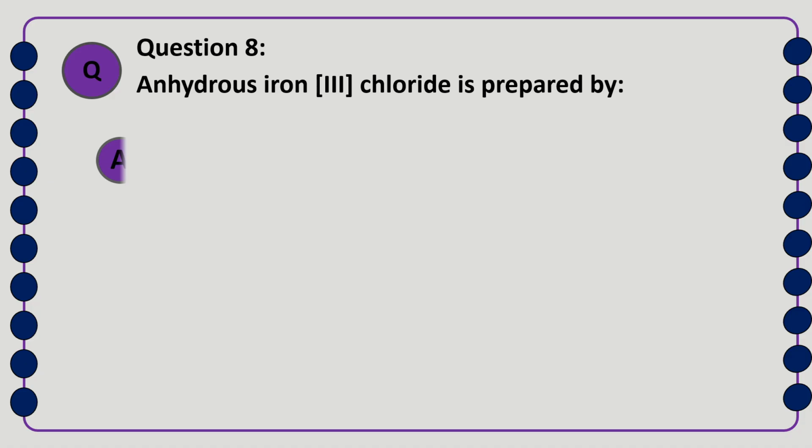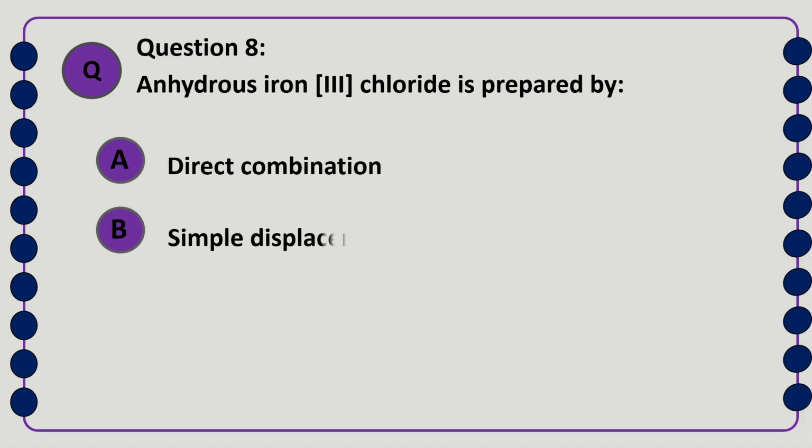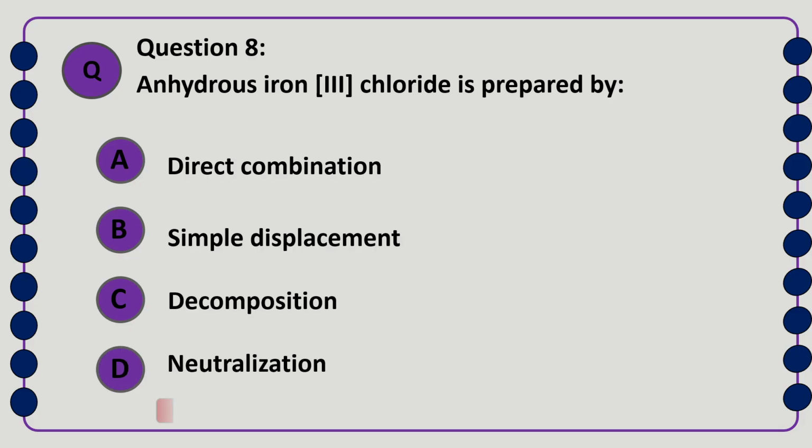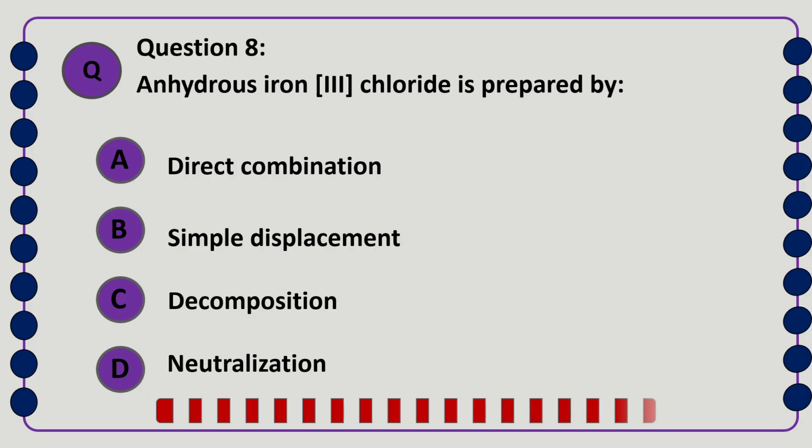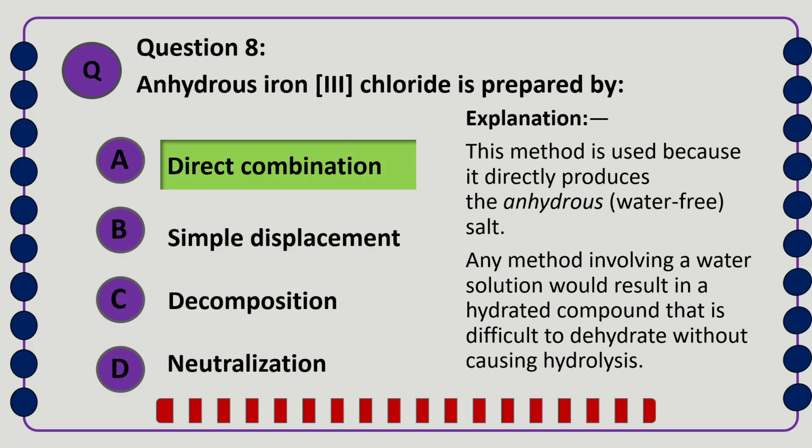Anhydrous iron 3 chloride is prepared by direct combination, simple displacement, decomposition, neutralization. The correct option is direct combination. This method is used because it directly produces the anhydrous, water-free salt. Any method involving water solution would result in a hydrated compound that is difficult to dehydrate without causing hydrolysis. Let's proceed with question number 9.